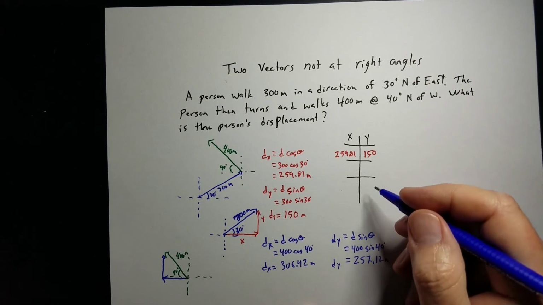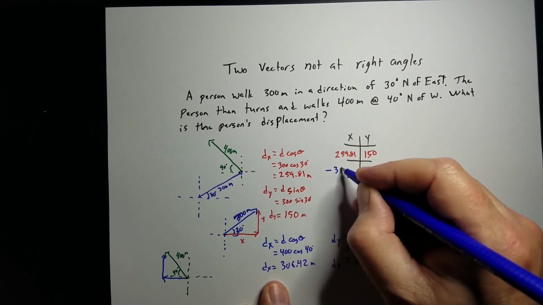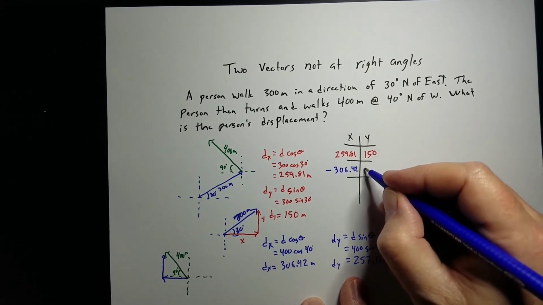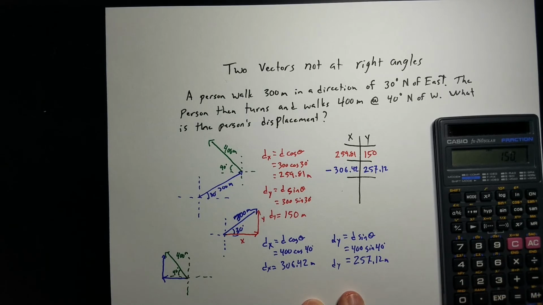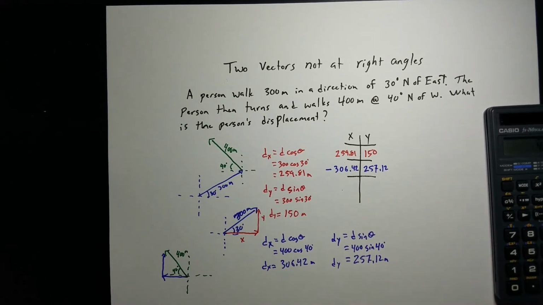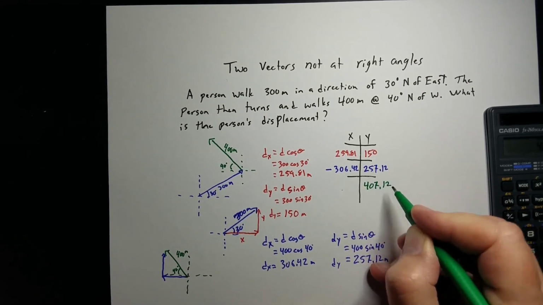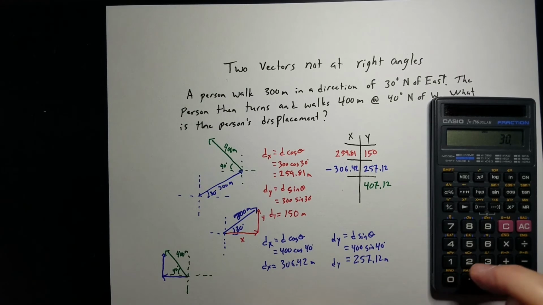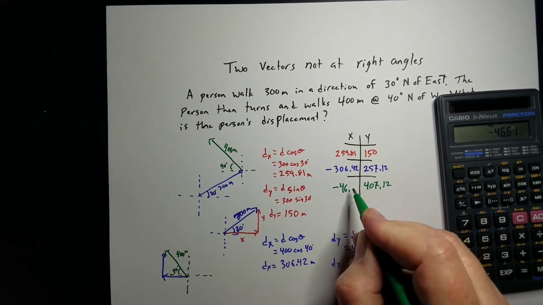And now we can add that to this. So the x is actually going the other direction. It's going west. So that'll be negative 306.42. The y is still going north, so that's still the positive direction. So that's 257.12. And we simply add them together. 150 plus 257.12 gives me a total for the y of 407.12. For the x, 259.81 minus 306.42 gives me negative 46.61.